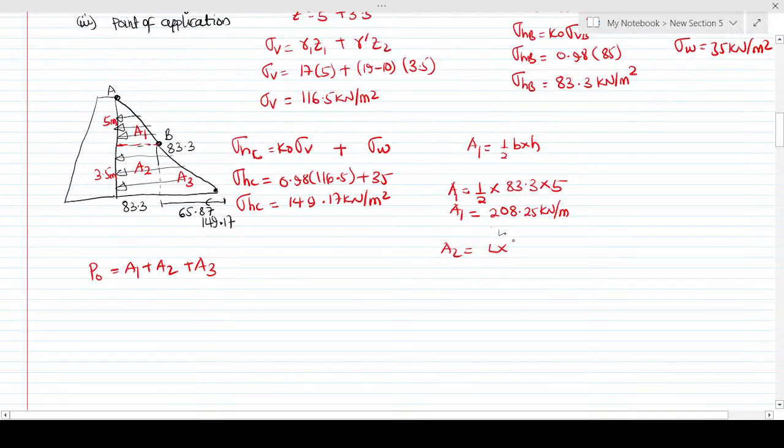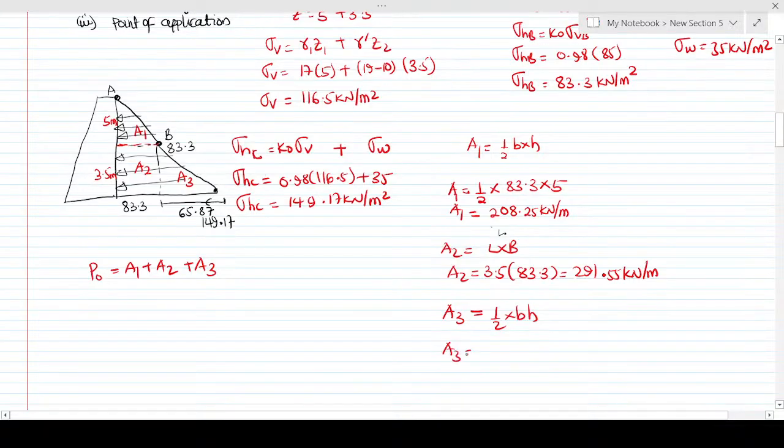And I go for my A2, which is a rectangle, so length times breadth. Now the reason why I'm not putting them together is because I also need them again when I'm finding the point of application of the force. That's why I've separated them. It's a trick. So 3.5 times 83.3, and that will give you 291.55 kilonewton per meter.